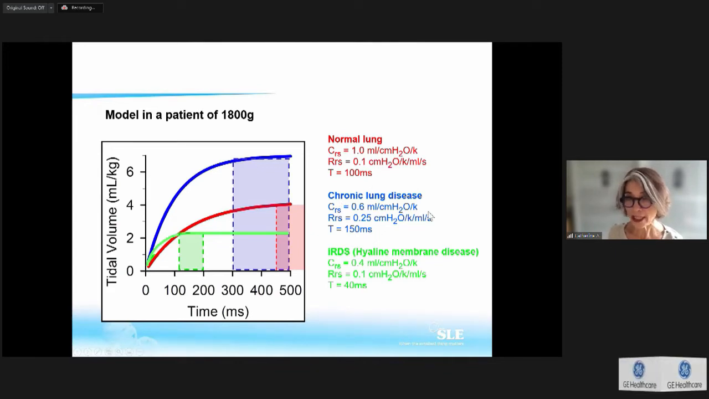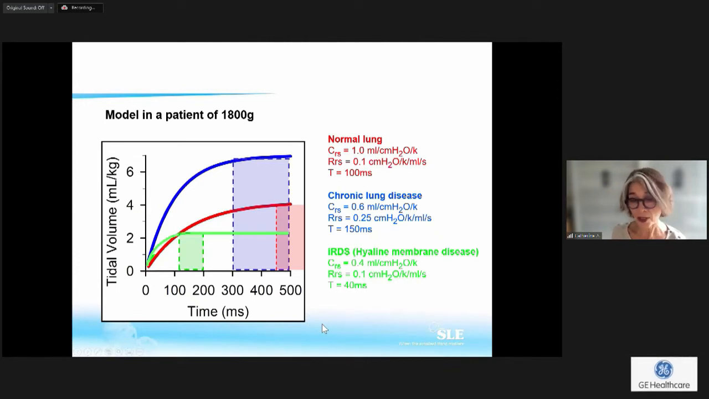But when you have a chronic lung disease, what happens here? Your resistances will be far increased. You will have certainly a little bit of a decrease of lung compliance as well. And you see that you need a longer TI. But when you have a patient with RDS, it is the other way around. Your compliance in this patient will be very low, and the resistances are quite normal. So here you need a lower TI.